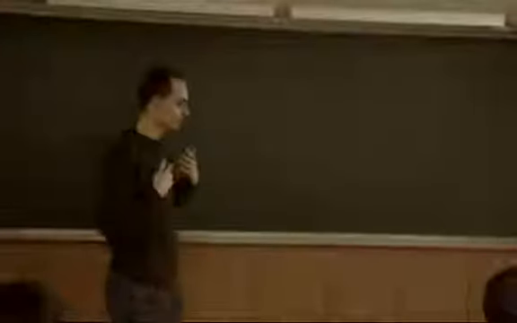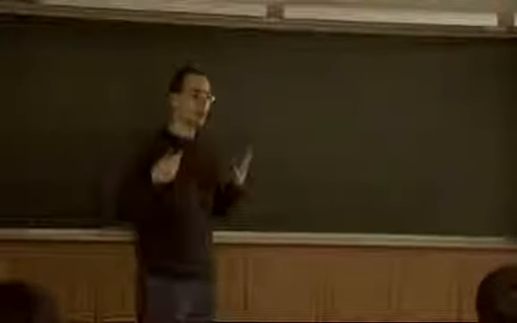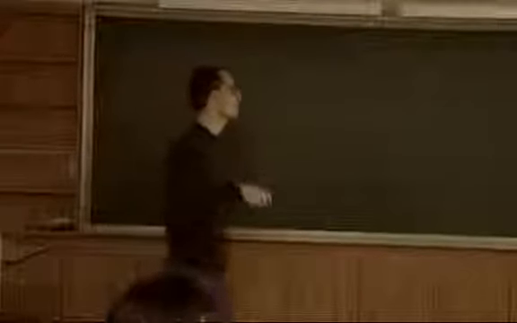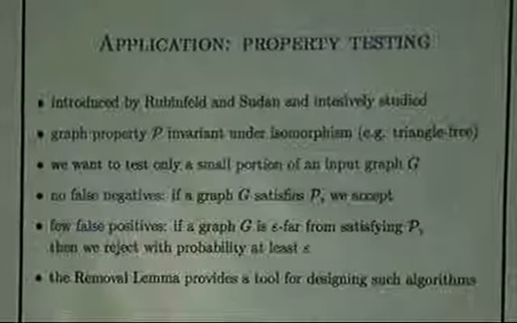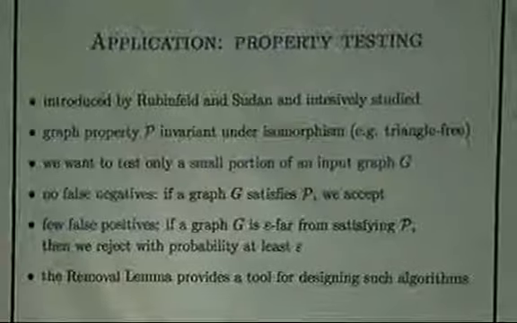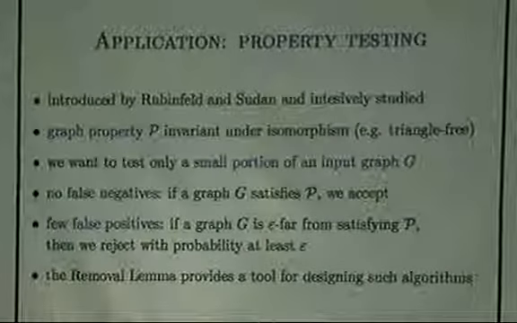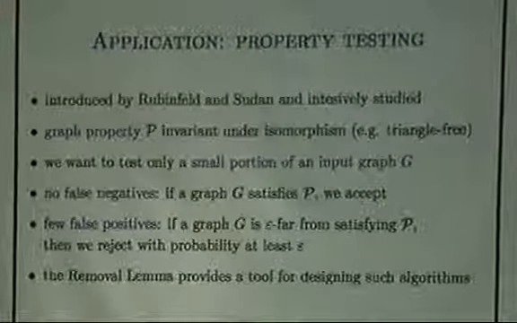Of course, such an algorithm cannot always answer correctly, because if you don't search the whole graph, you cannot be sure there is no triangle in your graph. But you will be happy if the algorithm doesn't make an error if the graph is full of triangles. So what we want the algorithm to do: if the graph has the property P, so if it's triangle free, it should always accept.